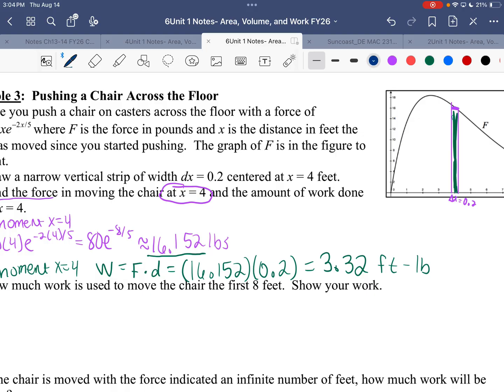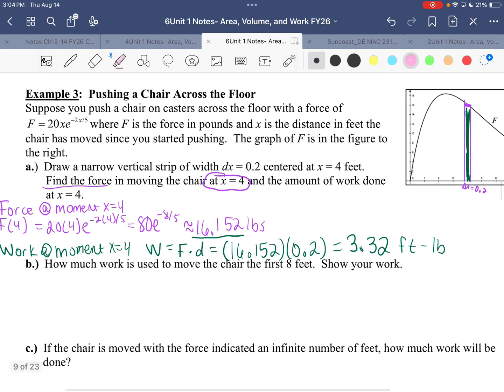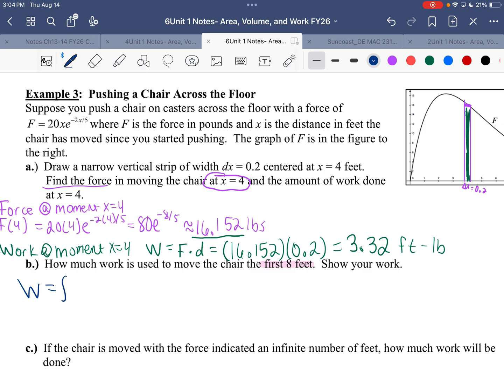If we want to find how much work to move the chair the first 8 feet, now we're going to have a bunch of little strips that we have to add together to get to 8 feet. Each of those little strips, the force times the displacement, is going to be the work. So it's like adding together all those works. What's a better way to do something than adding? Integrating. So we're going to integrate the force, which they gave us.